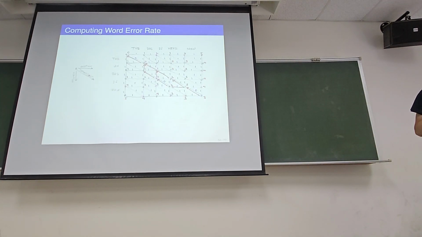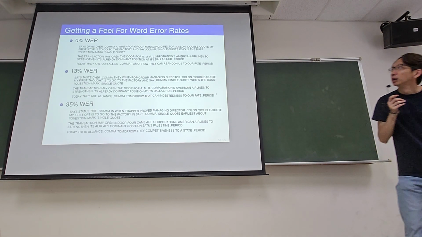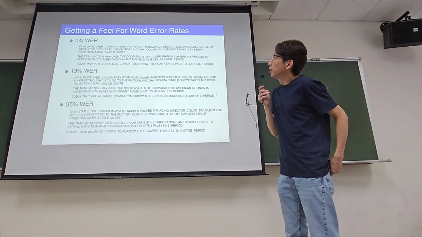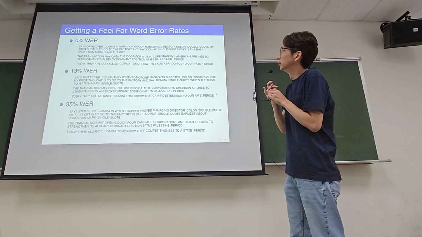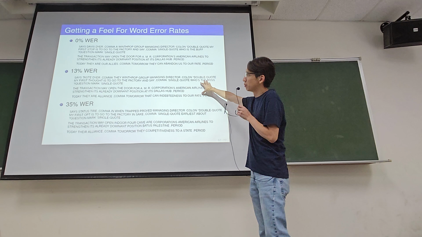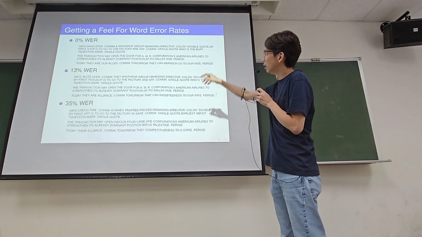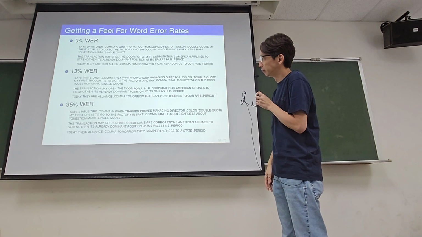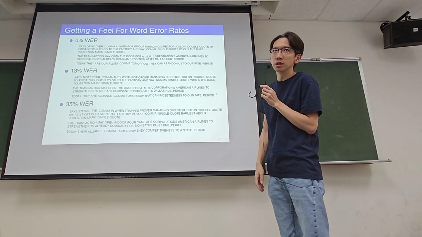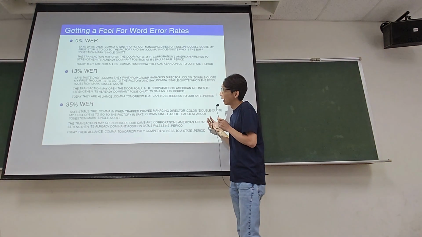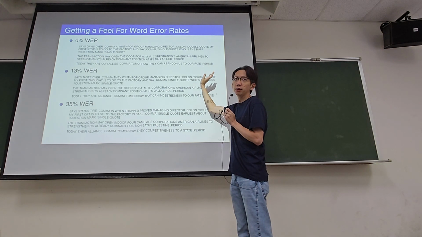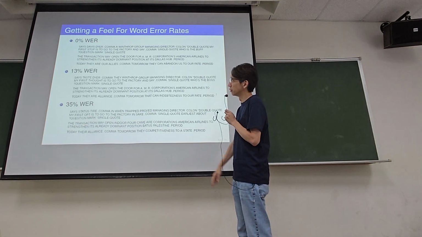Okay, I want to skip here, it's okay. You also can get a feel of the word error rate. So the top is 0%, this is 13%, this is 35%. We can look at them briefly and get a feel. Usually you see this thing at 0%, of course, it's just the transcript. It's the labeled ground truth.